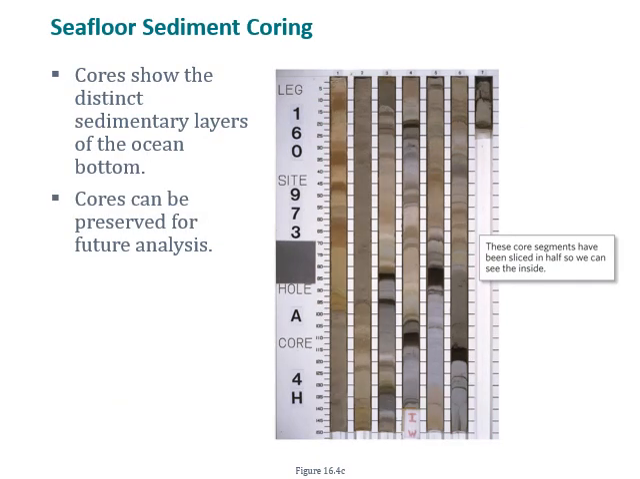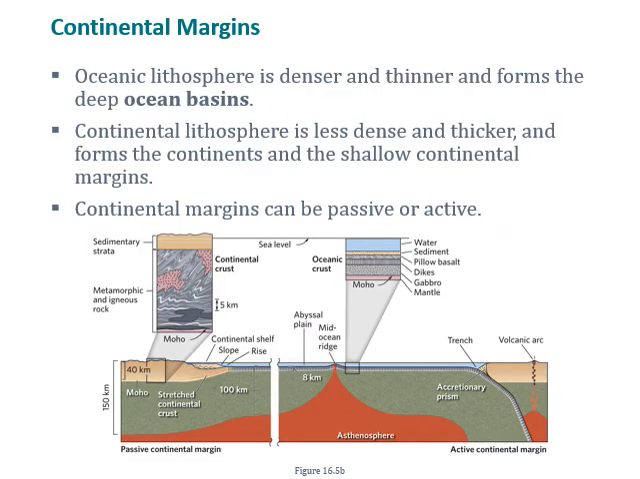The important thing about cores is they show distinct sedimentary layers of the ocean bottom, and they can be preserved for further analysis. So there are core repositories where they keep them preserved very well in different universities and governments around the world. If we were to refer back to our lecture on mid-ocean ridges and plate tectonics, then we'd understand that oceanic lithosphere is denser and thinner than continental lithosphere or continental crust, and it forms deep ocean basins.